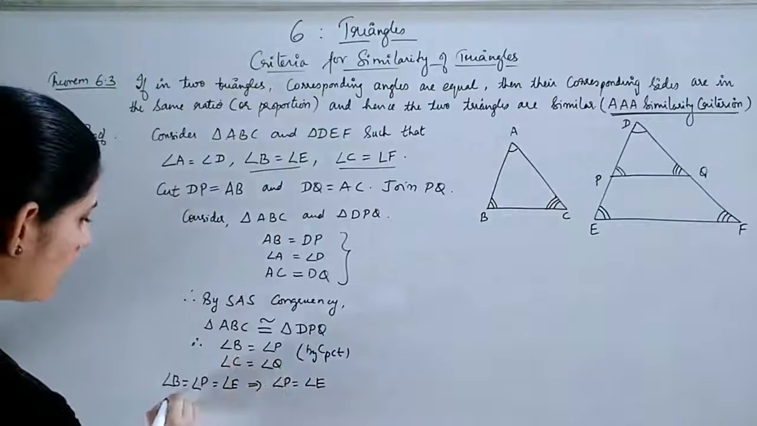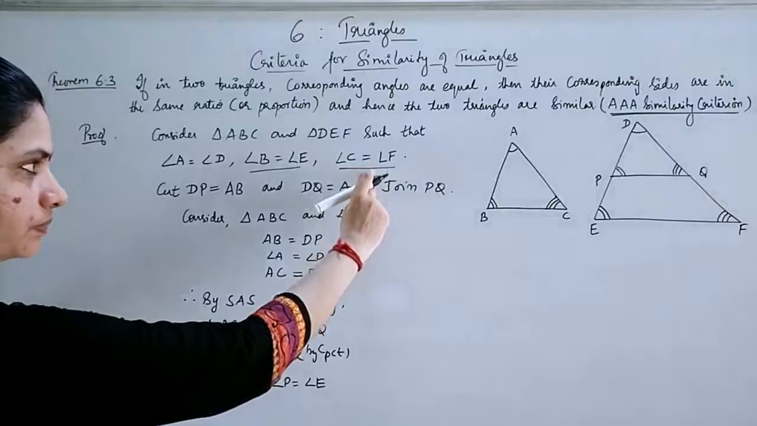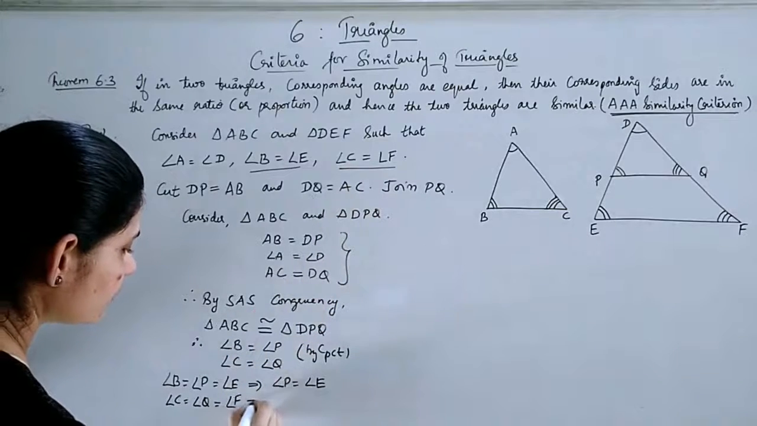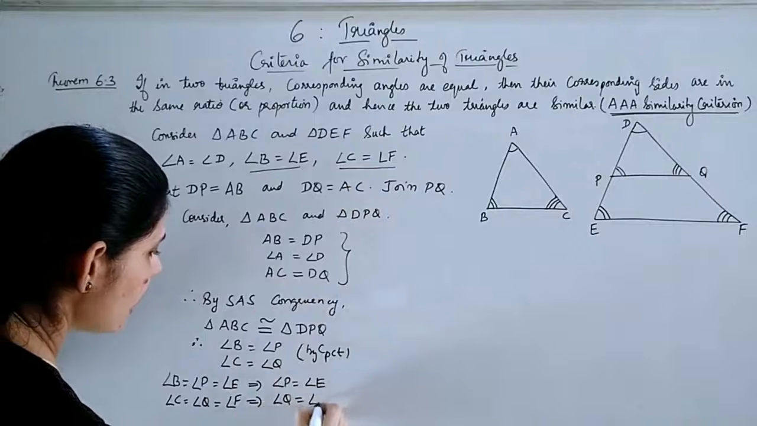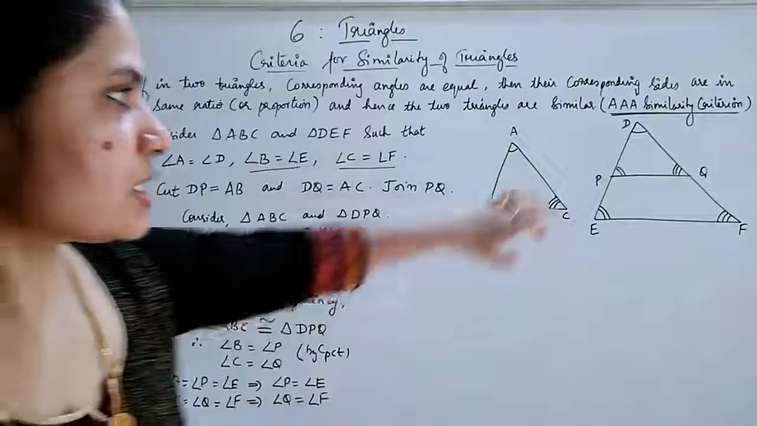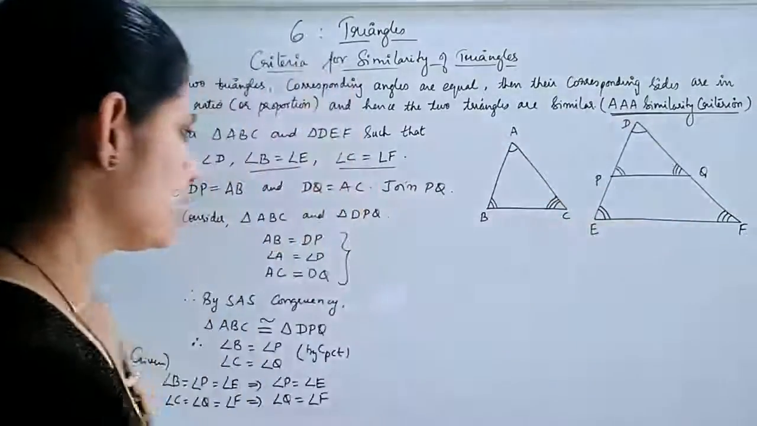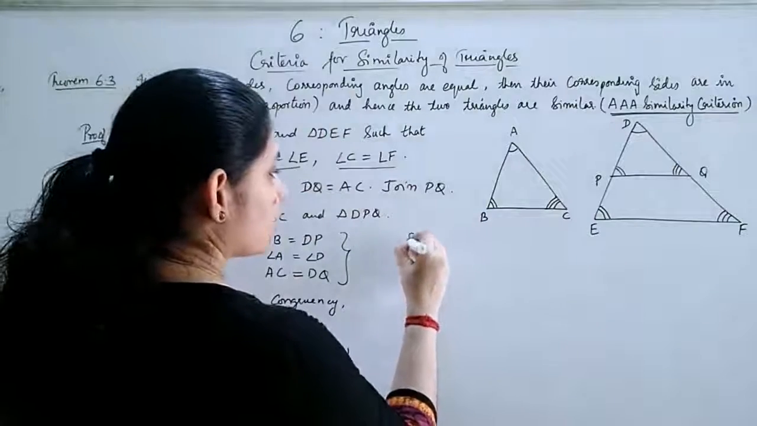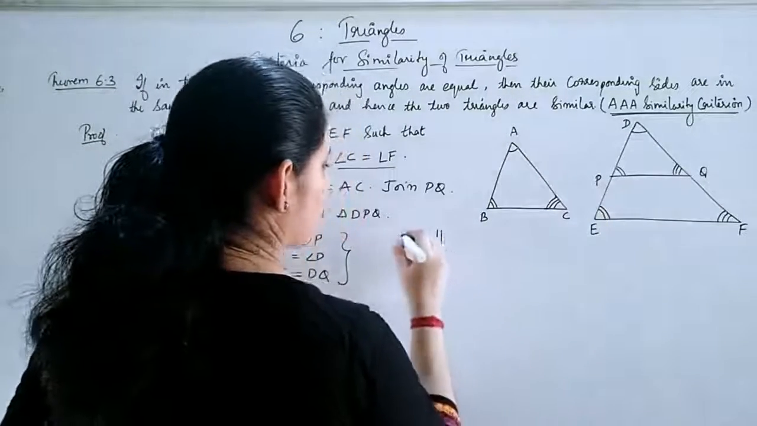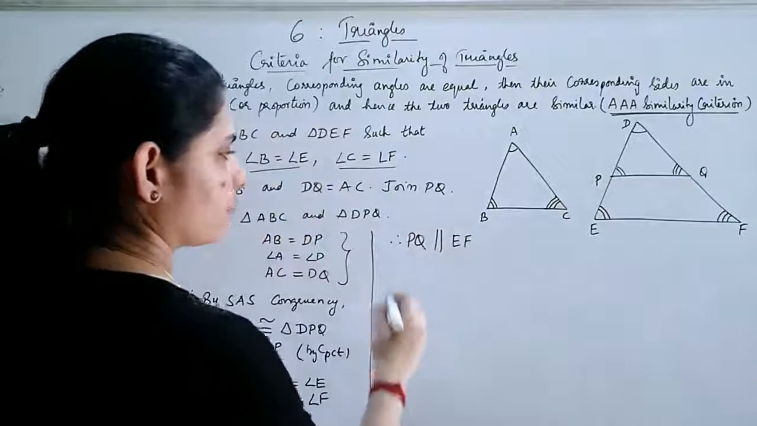And since again you have angle C equal to angle Q and angle C is equal to angle F also, you will get angle Q is equal to angle F. So this is from the given concept you are getting. Here, just go for the figure, angle P is equal to angle E and angle Q is equal to angle F. That means you can say that this line PQ will be parallel to EF.